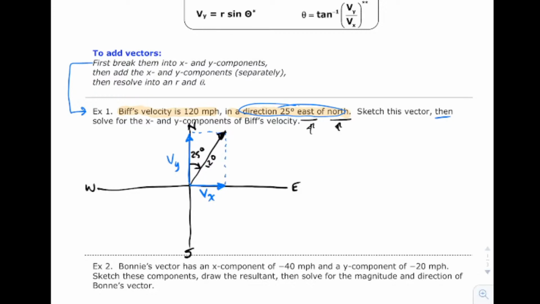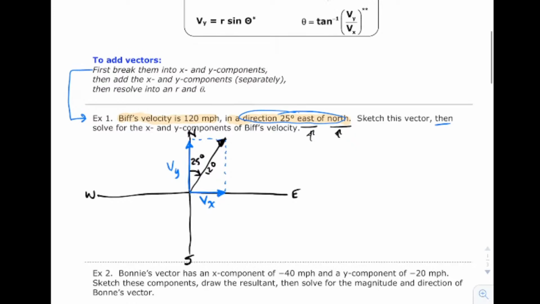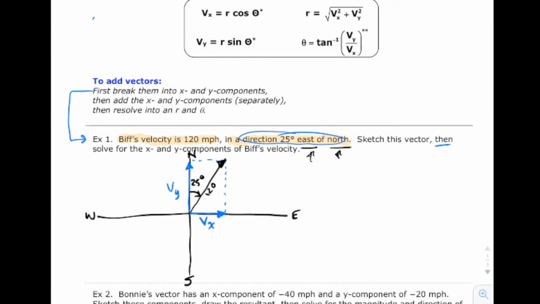So it's like his velocity of 120 miles an hour in that direction. You sort of make it into a rectangle, and then there's your x and y components on the sides of the rectangle. Okay, so I sketched the vector, and now I've sketched the components as well. I want to solve for these components. I'm going to grab those formulas. See right up there? You see that one? I'm going to grab it.